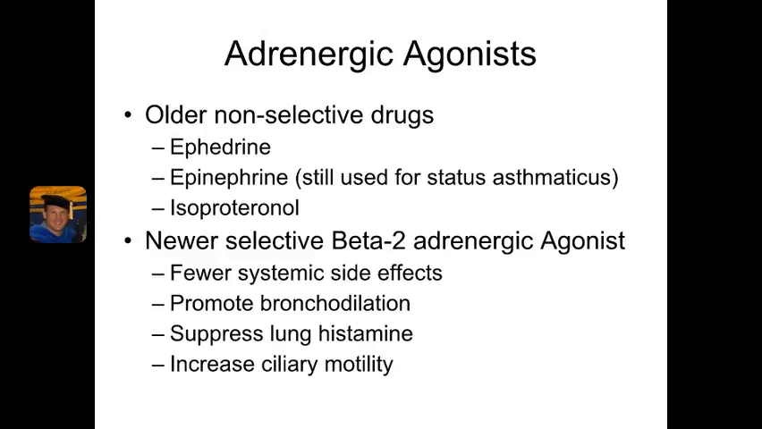Go figure. Then we have newer selective beta-2 agonists, and the main one is albuterol. We'll talk about some of the other ones a little bit later. Those have fewer systemic side effects. They promote bronchodilation, they suppress lung histamine, and they also cause increased ciliary motility, which is going to help a patient cough up any mucus that they have.